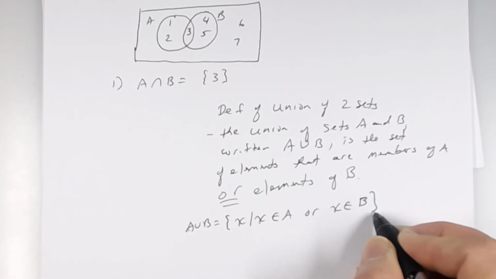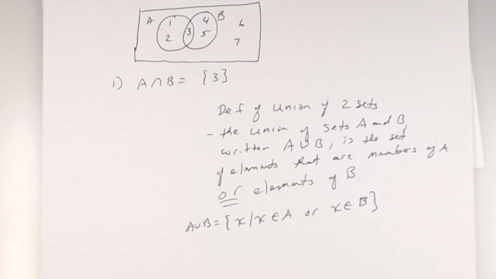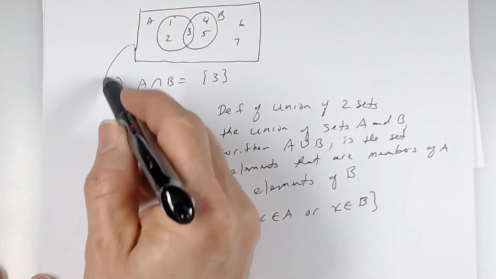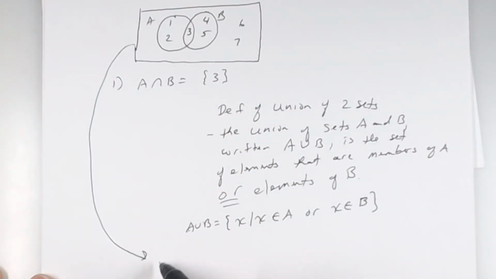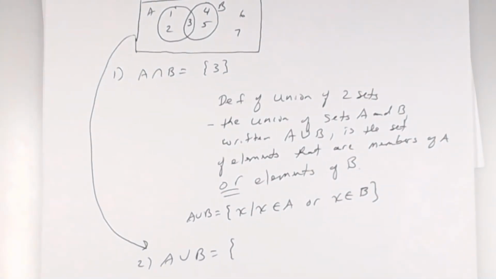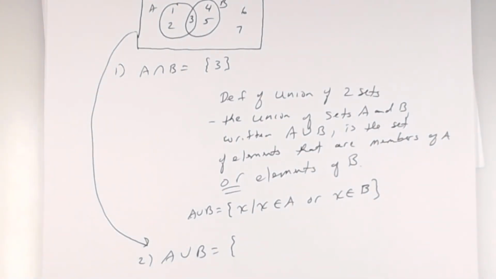All right. So instead of using the word "and," I'm using the word "or." So let's look at our example right here. Number 2, A union B. So I'm going to write this as a set. The union of set A and B would be any element that's in A or in B.